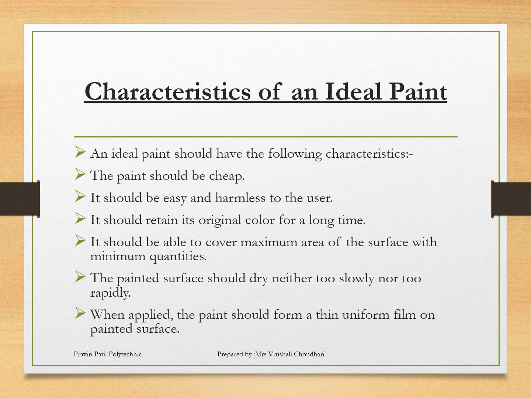The painted surface should dry neither too slowly nor too rapidly. What is the meaning of that? If we apply a paint and it dries instantly, we cannot use that paint. It is difficult to maintain that paint surface, and it should not dry very slowly either. If it dries very slowly, the appearance will change. It should form a thin, uniform film on the surface.